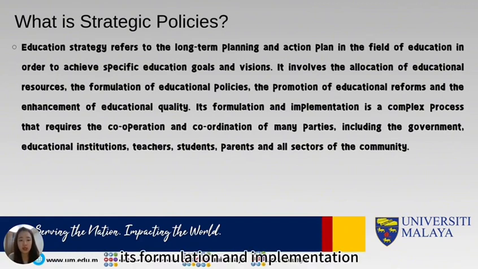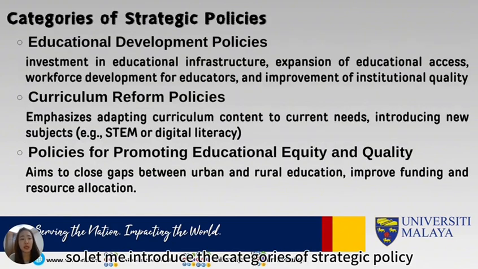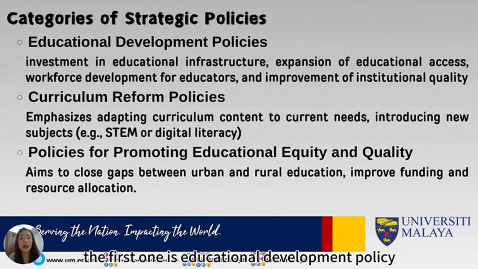Its formulation and implementation is a complex process that requires the cooperation and coordination of many parties, including the government, educational agencies, teachers, students, parents, and all sectors of the community. So let me introduce the categories of strategic policy. The first one is educational development policy.